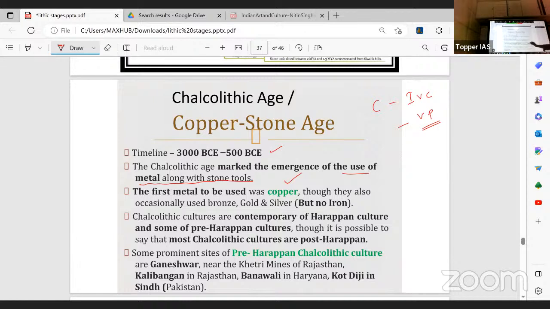So here you can see the contemporary of Harappan culture, and also some pre-Harappan culture, and even the post-Harappan culture. Some prominent sites of pre-Harappan Chalcolithic culture are Ganeshwar in Rajasthan and Kalibangan in Rajasthan, Banawali in Haryana, and Kot Diji in Sindh.